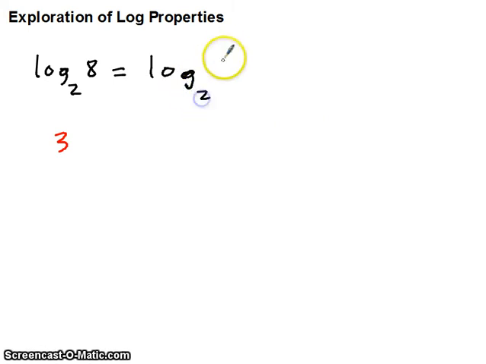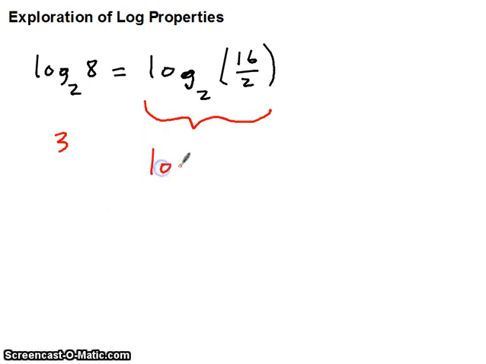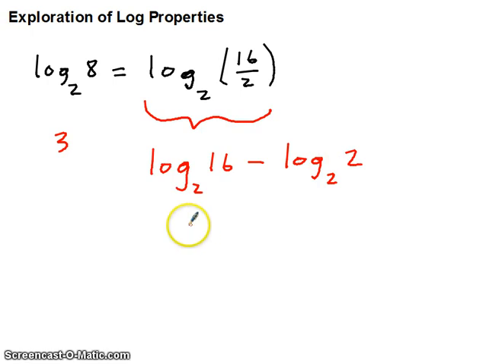8 can be written as 16 divided by 2, right? 16 divided by 2 is equal to 8. And there's a rule that says when we have division with logarithms like we have here, then we can break apart that single log into 2 separate logs, subtracting each other. So we have log base 2 of 16 minus log base 2 of 2. And so we see 2 to the fourth power is equal to 16, and 2 to the first power is equal to 2, and once again we get a 3 out of that.